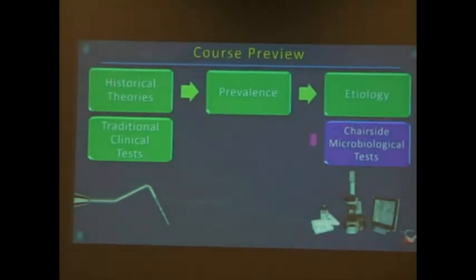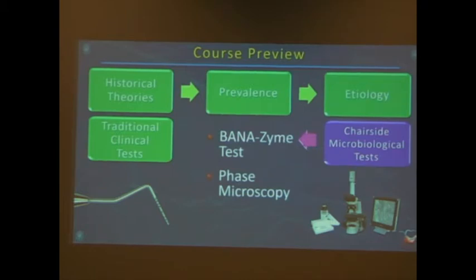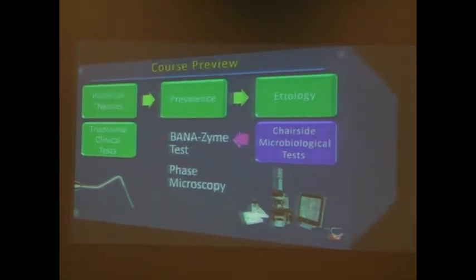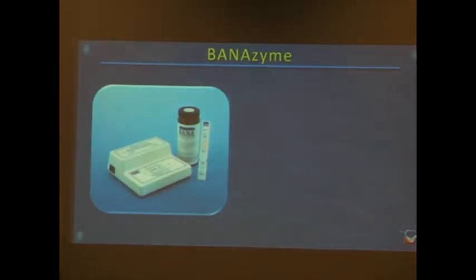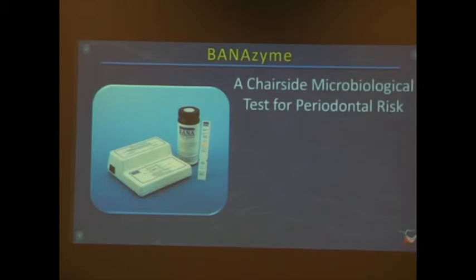Chairside microbiological tests. There are two available, Banna enzyme and microscopy. Banna test was developed at the University of Michigan by Dr. Walter Loesch, professor emeritus there, recently deceased. It uses the fact that the three members of the red group of bacteria all share a common enzyme system. And that being a distinguishing feature, you can build the test on detecting those enzymes. So it's a rapid test. It only takes 5 minutes to do. It's inexpensive, costs about $6 per test.